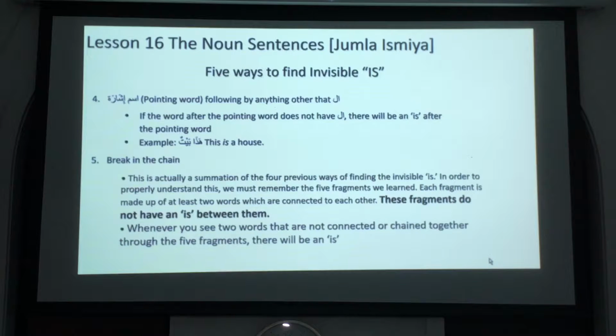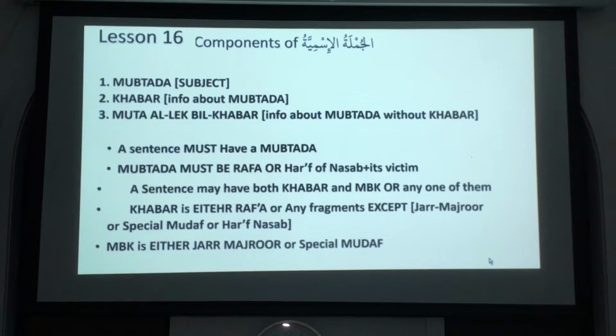Then last week we did the components of Jumla Ismiya. So what are the components of Jumla Ismiya? We're going to emphasize more on that. We did some examples, and today we'll do some more examples. So this is the one we did. So Brother Mustafa, you missed this one, so you can have a look at it and try to understand what we're saying, okay?